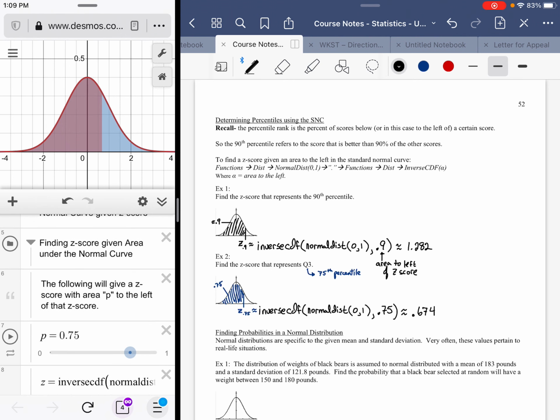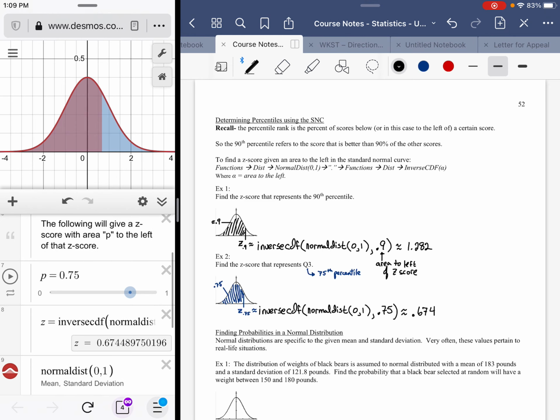It's just my keyboard keeps coming up every time I tap that. All right. The following will give a z-score with area p to the left of that z-score. Well, I had it as a default of 0.75, so there we go. I have the function built in, right? Inverse CDF. You could tap on it and scroll, but I think you'll believe me that it's set up the right way because this number is what we just got. So I can just slide this over to 0.9, which was the previous problem, and you see we get 1.282.